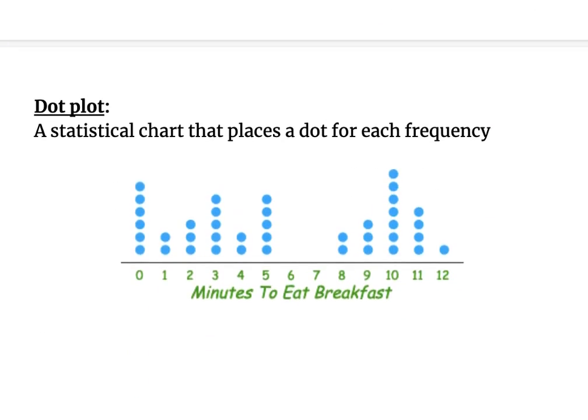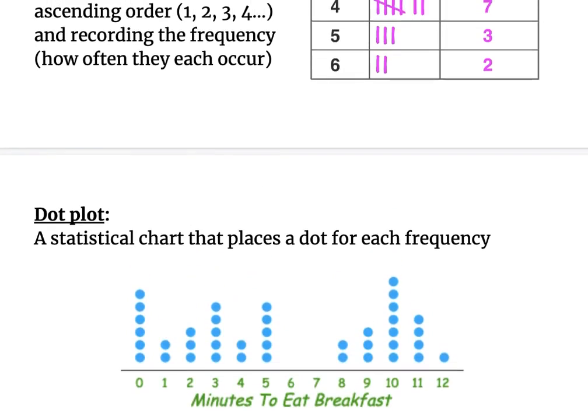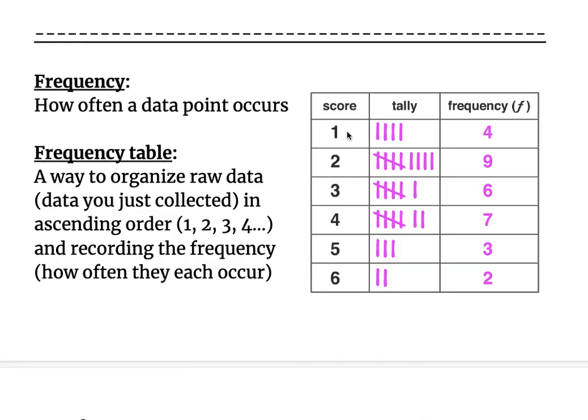Okay, now a dot plot is pretty self-explanatory when you see the dot plot. So it's a statistical chart, and it's going to basically put a dot for each frequency. So if I were to make a dot plot from this frequency, I would put down 4 dots for 1, 9 dots for 2, 6 dots for 3, 7 dots for 4, 3 dots for 5, and 2 dots for 6. So the dots just tell us the frequency.